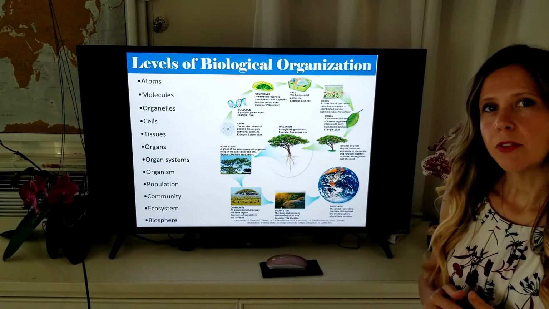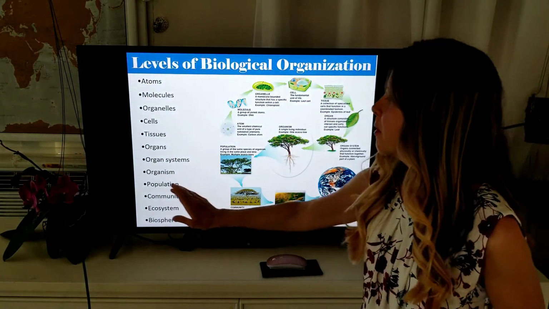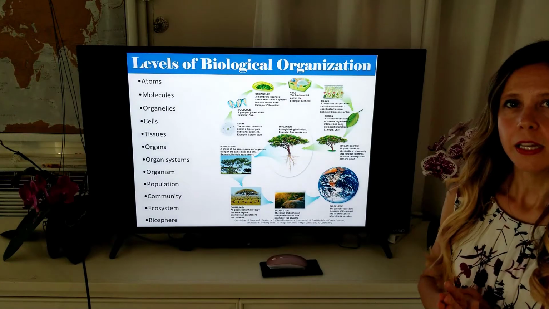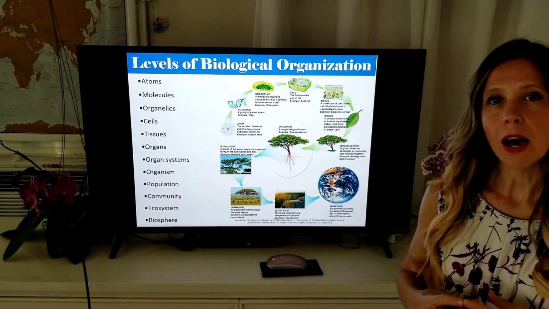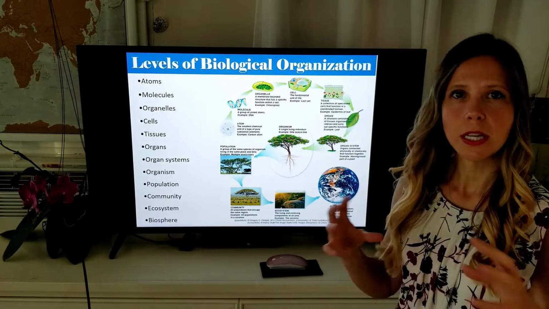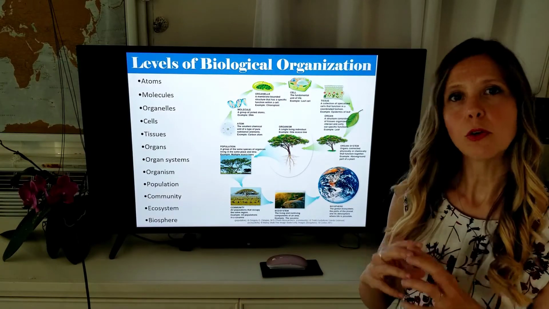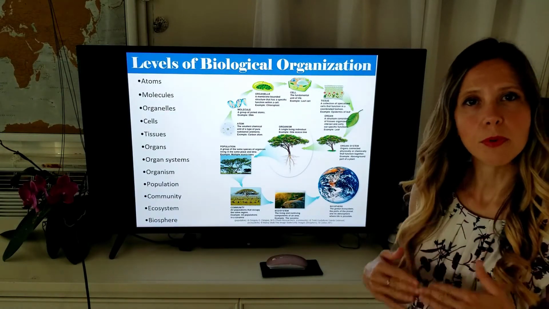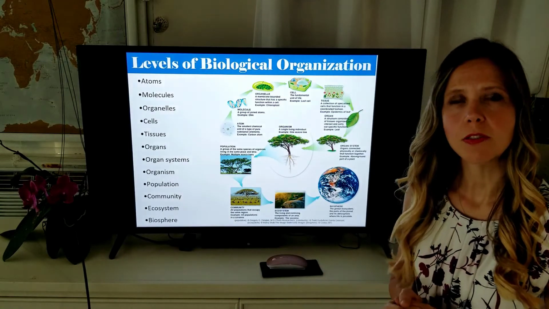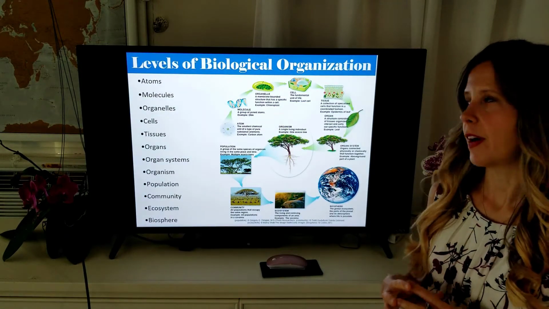The next level of organization is our community, and that's where we're focusing on today. So our community is where we now have individuals of different species sharing the same environment. Of course, because they're different species, they will not be breeding with each other, but they will be interacting with one another in that environment.